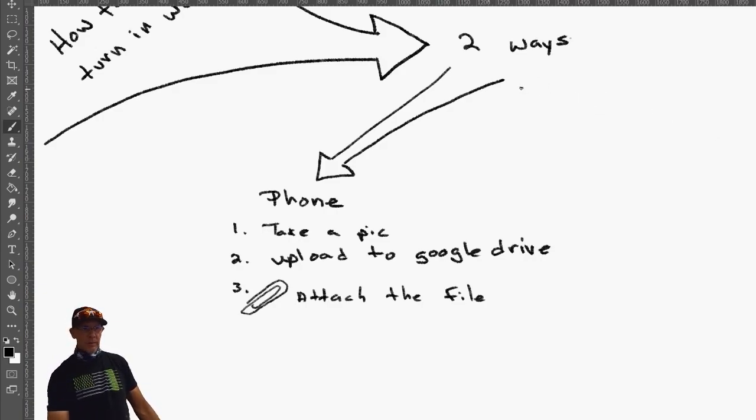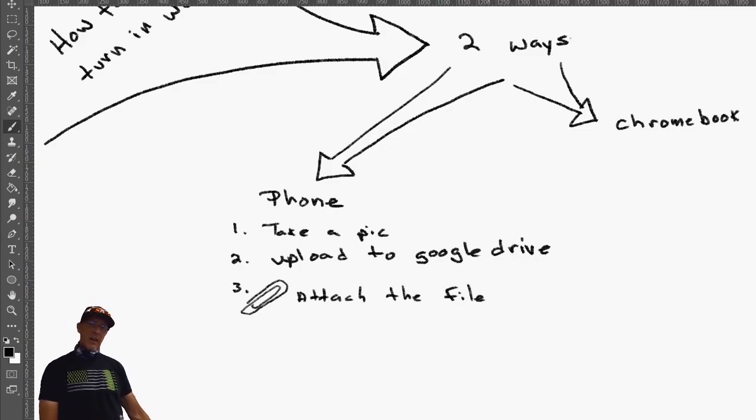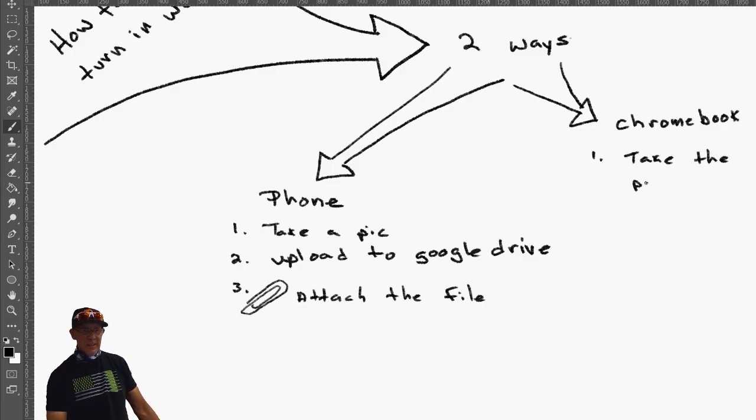Okay, if you don't have a phone, you are going to do the Chromebook method. It's a little more cumbersome, but it doesn't have fewer steps because they don't have the greatest cameras. All the Chromebooks have a webcam that you can use as a camera. So this first step is the same thing. You're going to take the pic. Now, you don't have to do step 2 like you did on the phone because the Chromebook will automatically save it to your Google Drive.